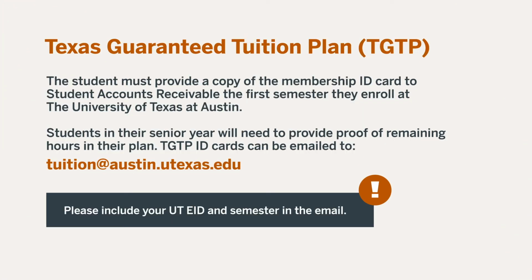To pay with a Texas Guaranteed Tuition Plan, TGTP, the student must provide a copy of the membership ID card to Student Accounts Receivable the first semester they enroll at the University of Texas at Austin. Students in their senior year will need to provide proof of remaining hours in their plan. TGTP ID cards can be emailed to tuition@austin.utexas.edu. Please include your UTE ID and semester in the email.